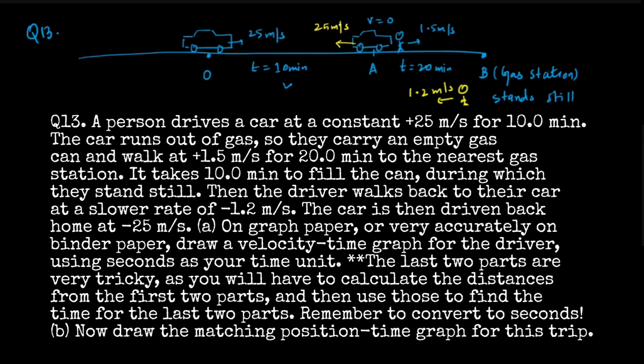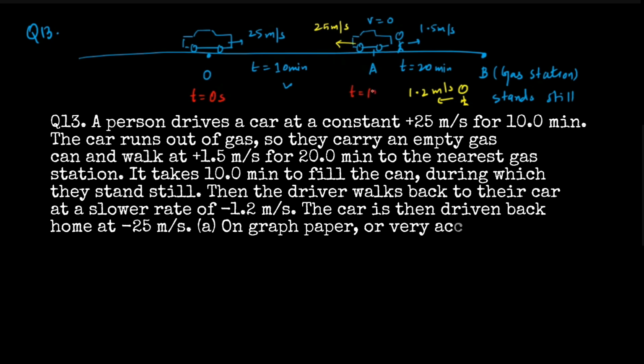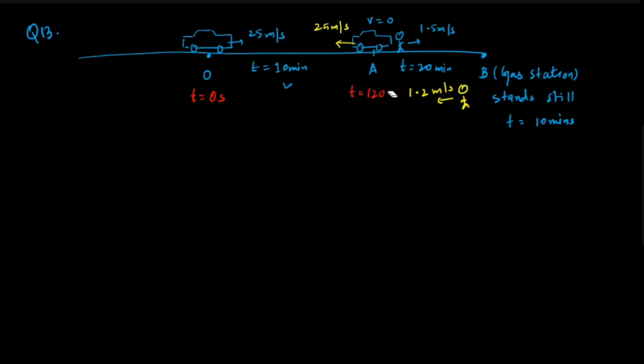All right. So basically here we have to draw two graphs. One is the velocity-time graph, the other is going to be the position-time graph. And the time on the graph should be in seconds. Remember this. So let us consider the whole thing from the seconds point of view. At point O, time is 0 seconds. At point A, time must be 600 seconds, as it has traveled for 10 minutes. At point B, time is now 600 plus 1200, so it is going to be 1800 seconds, almost half an hour from the starting point.